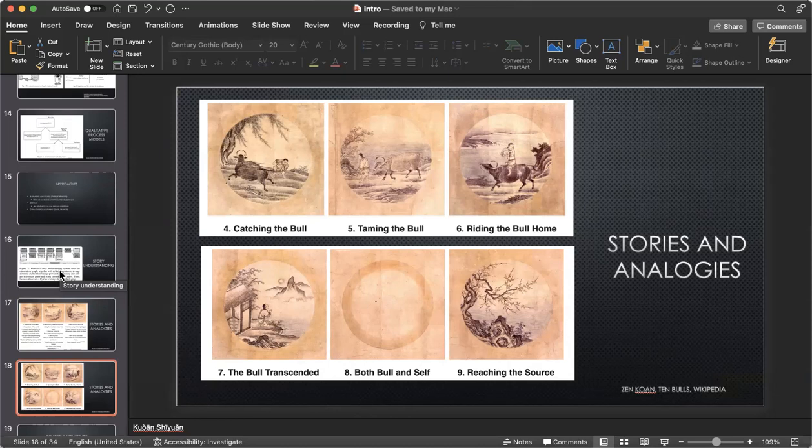Can anyone think of what the farmer represents and what the bull represents? If you're watching it online on YouTube, maybe pause this video for a minute and try to think about what the farmer and the bull represent. If you know the answer, just shout it out to yourself. If you don't, just pause the video and think about it for a second.